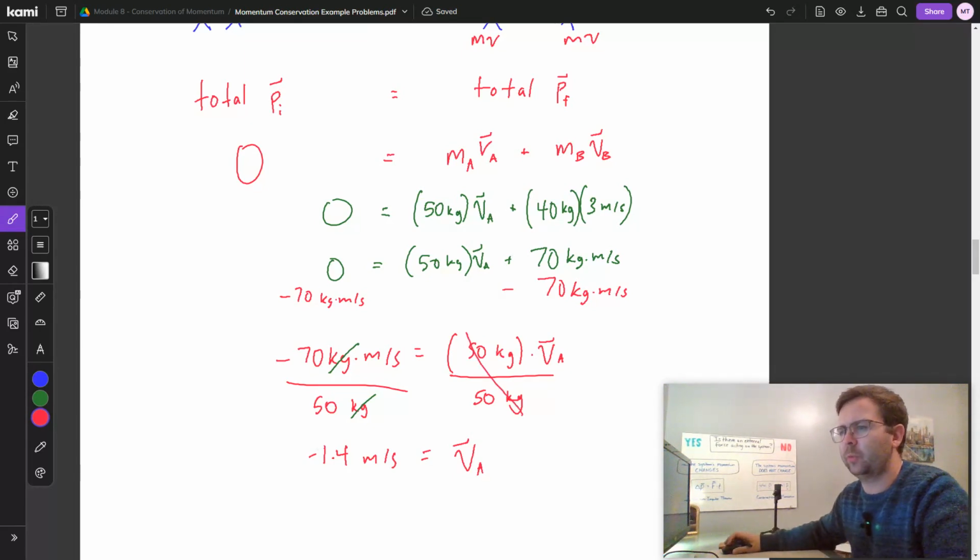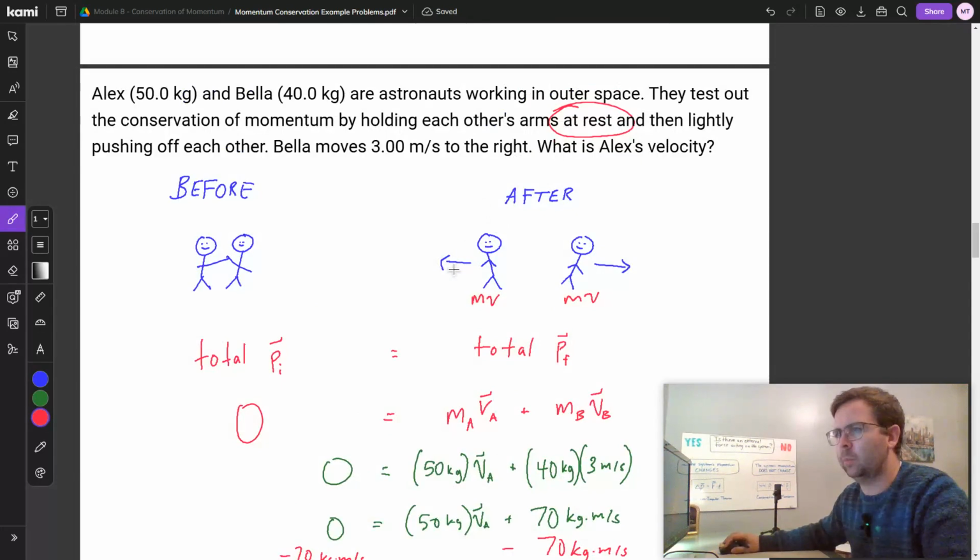So Alex moves to the left at 2.4 meters per second. So if I went back up here and labeled that, that's going to be 2.4 meters per second, whereas Bella moves 3.0 meters per second to the right. And I say to the left, negative means to the left here. He's moving at a lower speed, but he's also more massive. So they actually have equal momenta, but one is in the left direction and one is in the right direction.